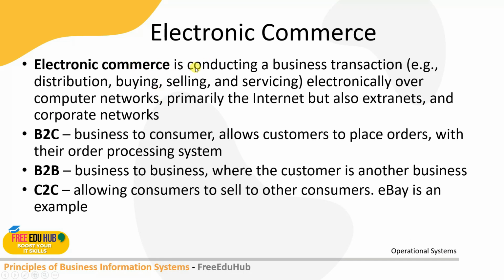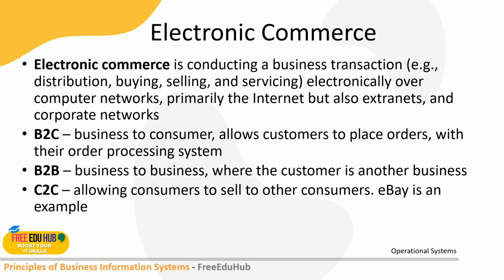After that, we have electronic commerce, which is conducting a business transaction, for example, distribution, buying, selling electronically over the computer networks, primarily on the internet, but also extranets and other corporate networks. So any transactions or anything that we are buying online through any of the websites like eBay or Amazon.com, that is considered as electronic commerce. Now they are talking about the normal transactions that we do as the consumer. We are buying certain products from these websites, so that would be from the internet.